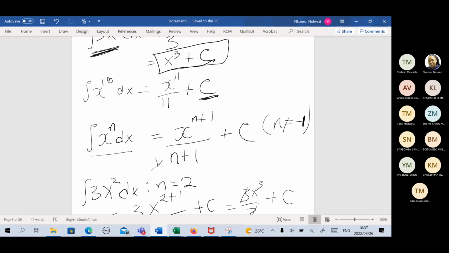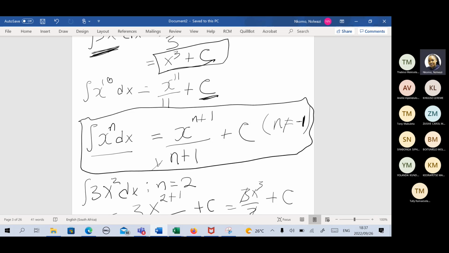So we can only use this rule whereby n does not equal minus 1, meaning we can use it when n is equal to 1, where n is equal to minus 2, where n is equal to 2, where n is equal to minus 100. You can still use it as long as n does not equal minus 1. I will give you another rule to use where n is equal to minus 1.